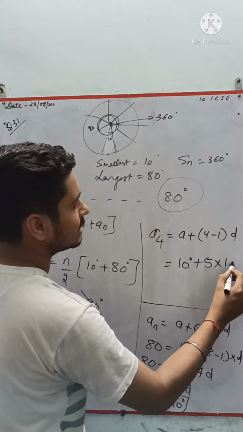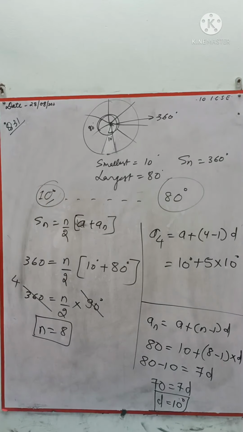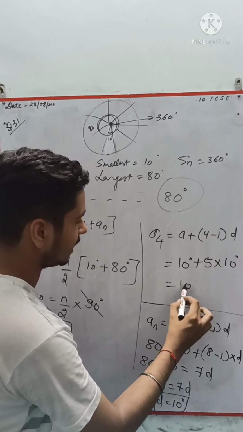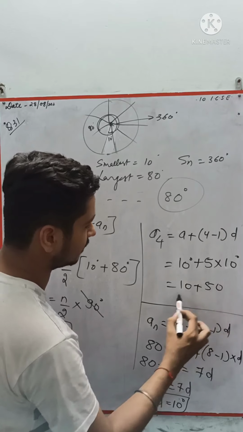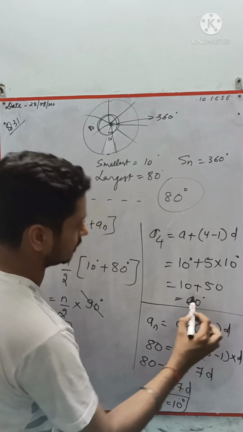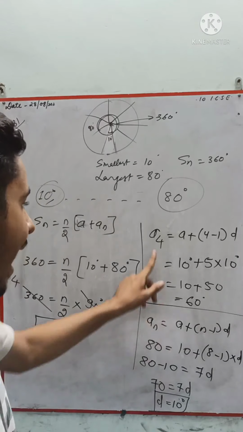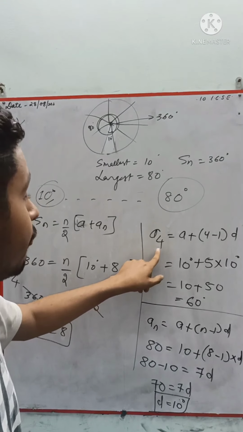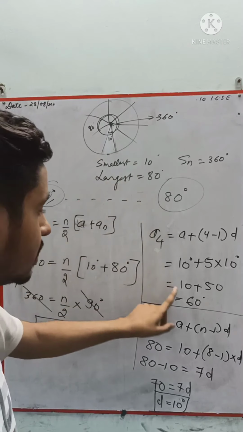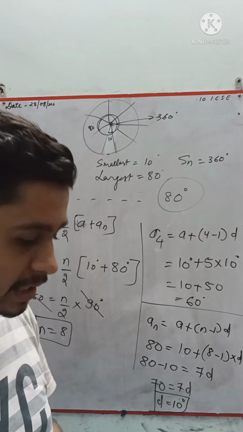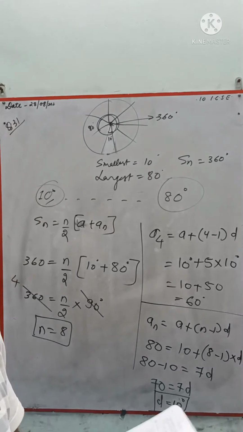Now we can easily substitute d is equal to 10. So 10 plus 3 into 10, which is 30, gives 40. So the fourth angle of the sector is 40 degree. I hope this question is clear to you.